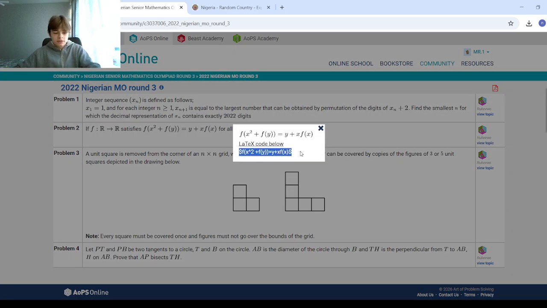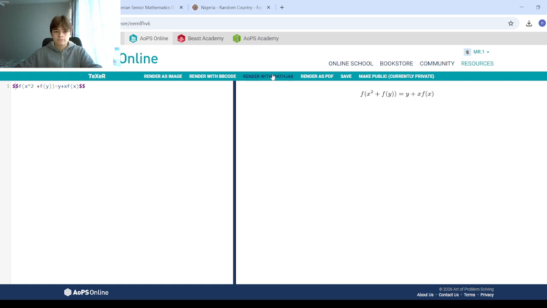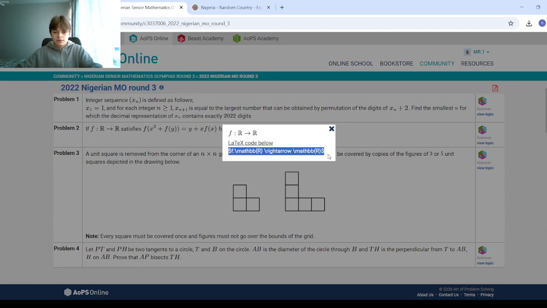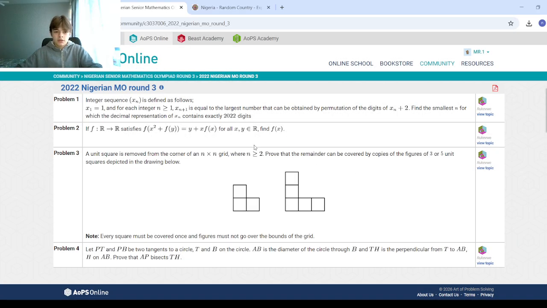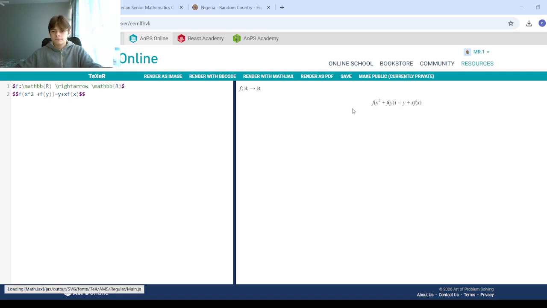Let's copy this. Like this. And now we will try to solve this problem. And we have to find f(x). Okay. Well, we can do it like this. Okay, it's fine.